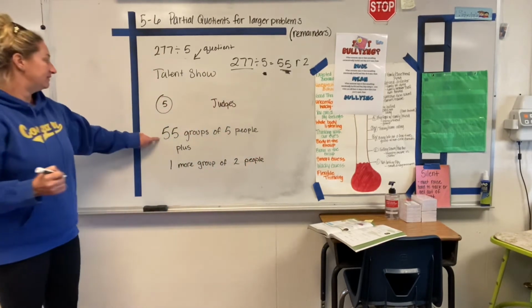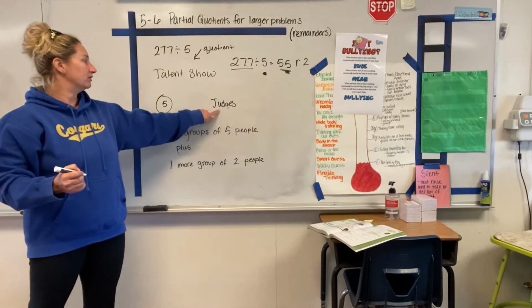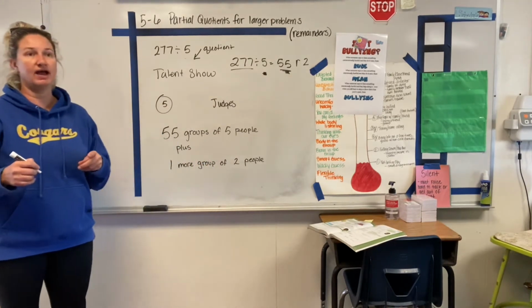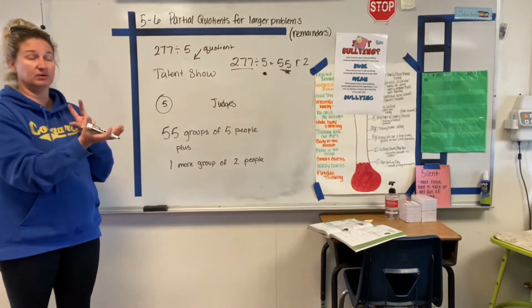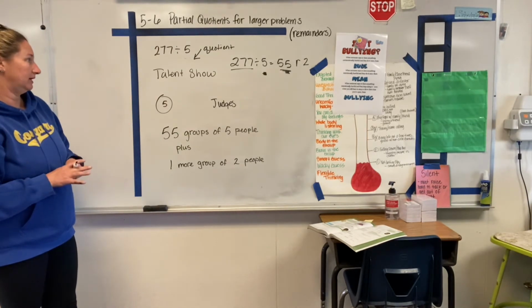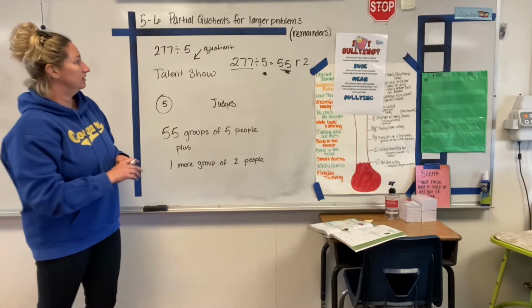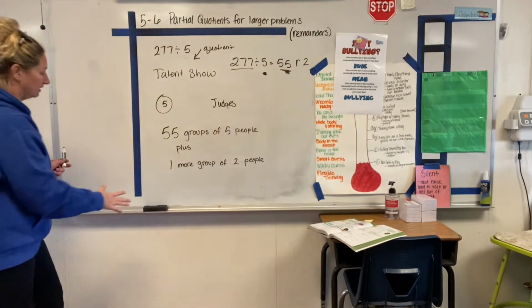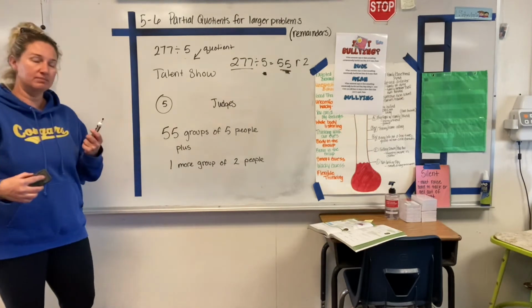So if I have 55 groups of 5 people go in front of the judges and then one more group with 2 people, I have 277 people all together that go in front of the judges. So that's what the answer means. I'm going to erase all this and do another problem.